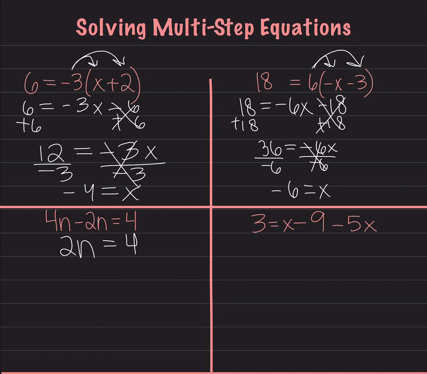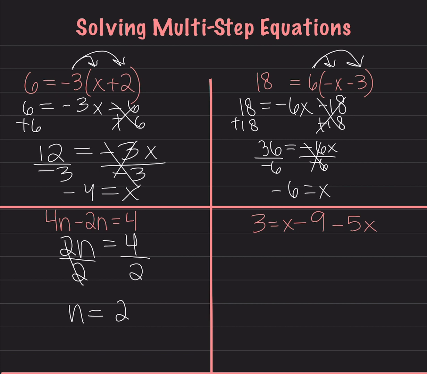This equals 4. Now, to get the n on one side, all I have to do is the opposite operation of multiplication, which is division. So I will divide by 2 on both sides. Now, n equals 4 divided by 2, which is 2.